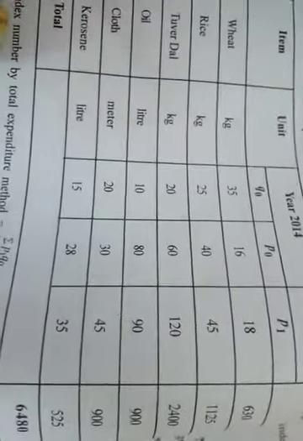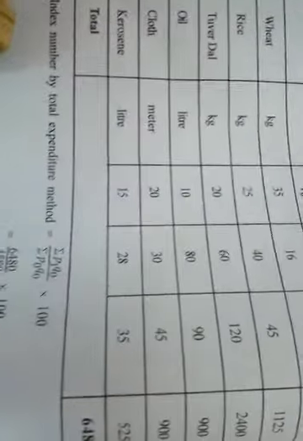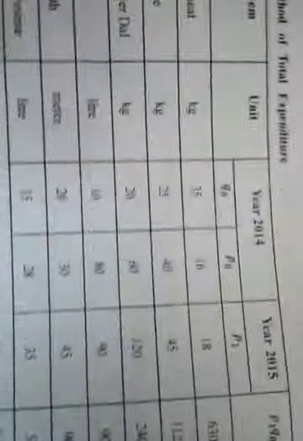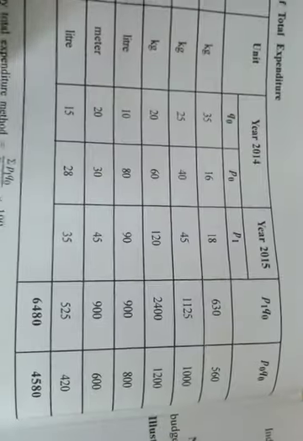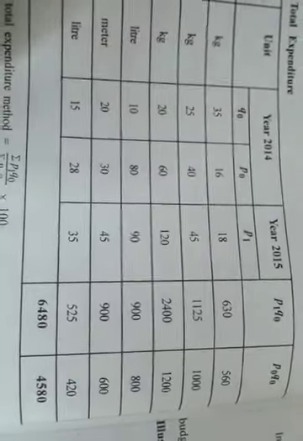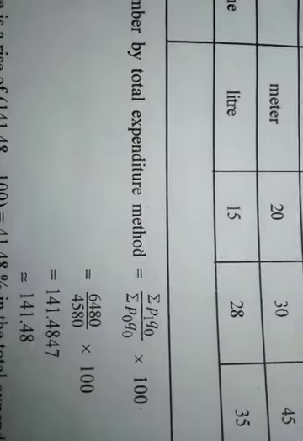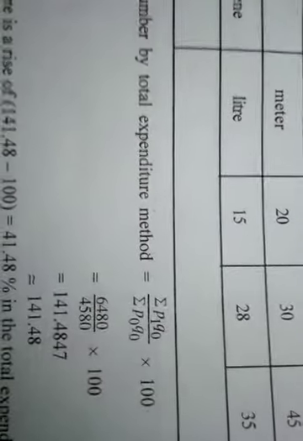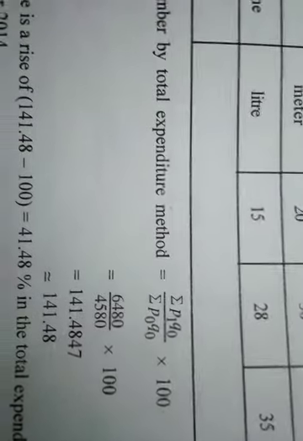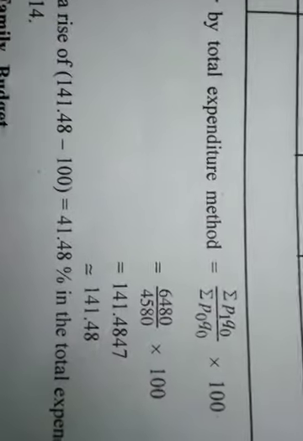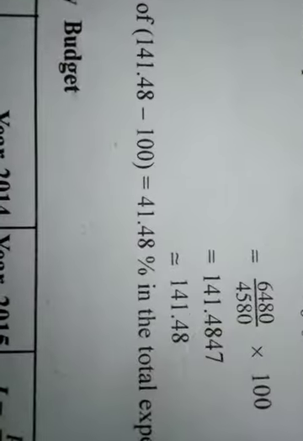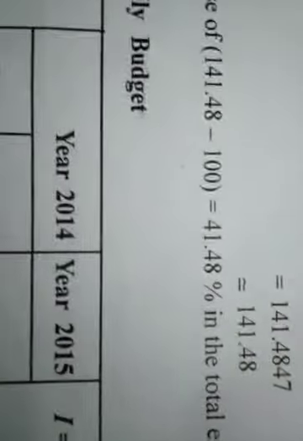That we located. Now P0 Q0 also we need. P0 Q0 is equal to 560, 1000, etc. These two columns are required for the calculation, and we apply the formula for the index number by total expenditure method. The same formula as the last page is used here. So we get 141.48, and when you subtract 100 from this, we get 41.48 percent as the rise in the total expenditure that you have to write.